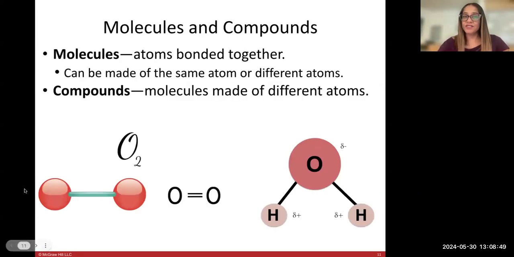Molecules are atoms that are bonded together. They can be made of the same atoms, or they can be made of different atoms. And then compounds are molecules made of different atoms.